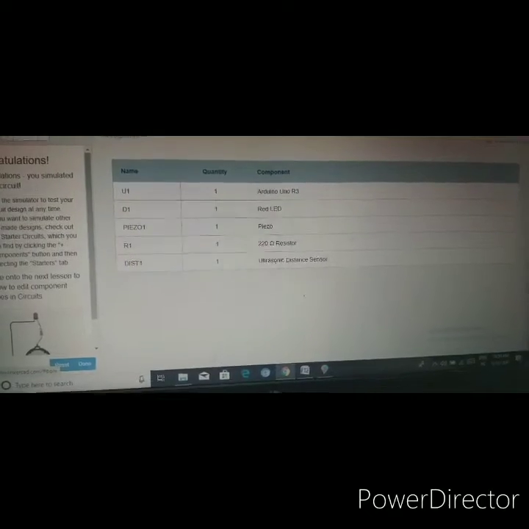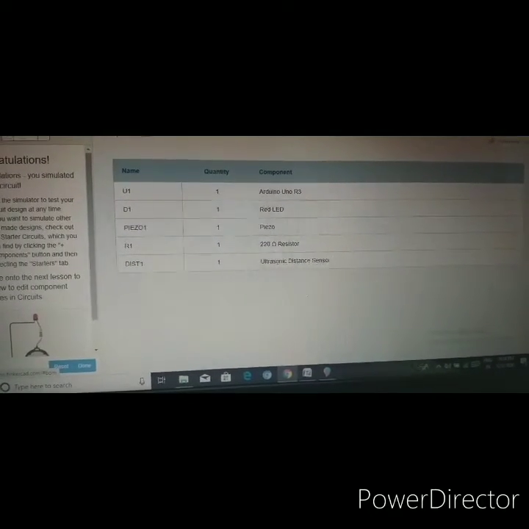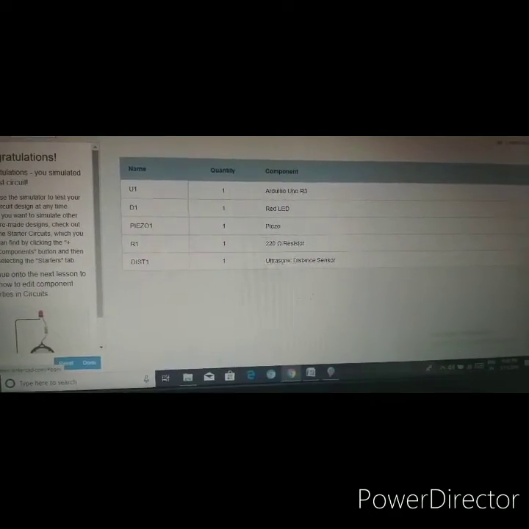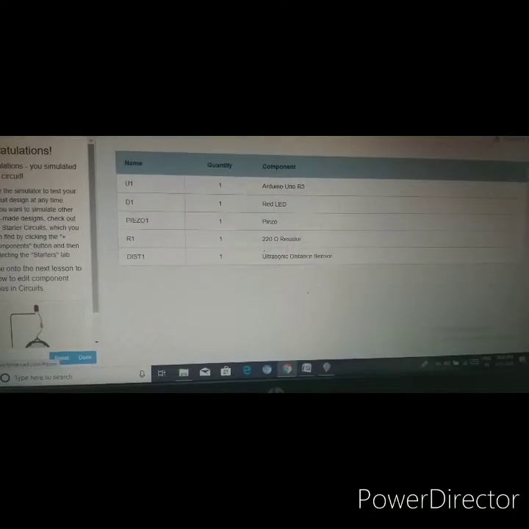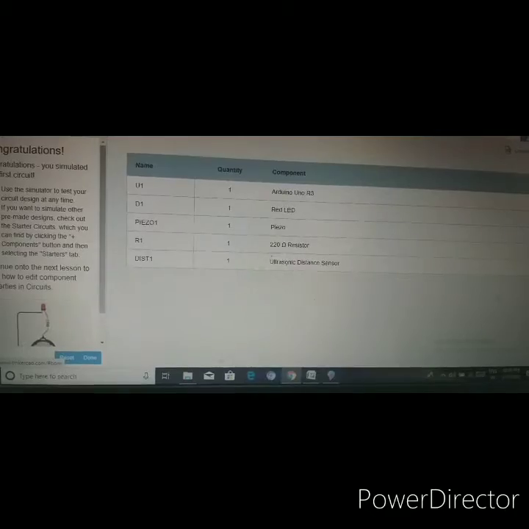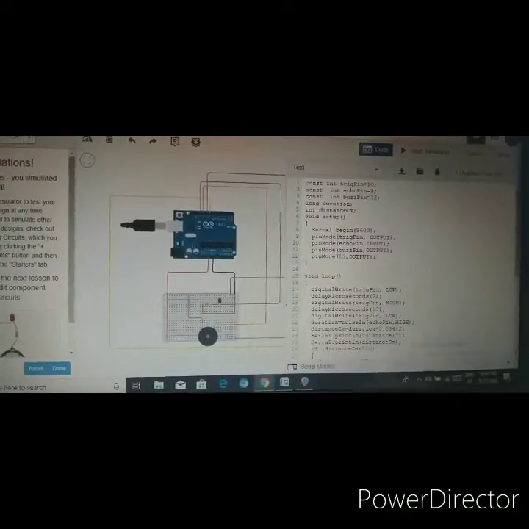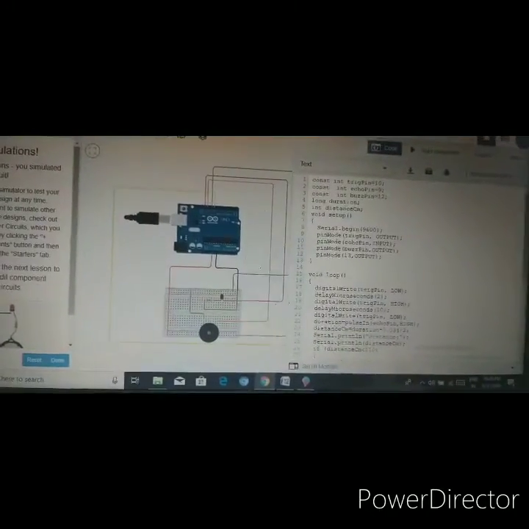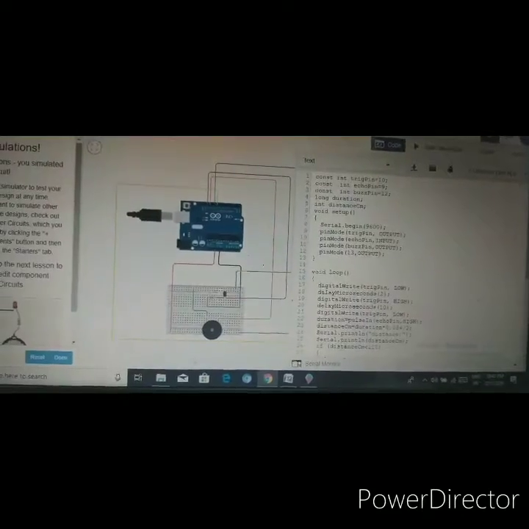Now the components that I have used are Arduino Uno R3, red LED, piezo buzzer, resistor of 220 ohm, and ultrasonic distance sensor. As we know that we have designed the circuit, but how will it run?